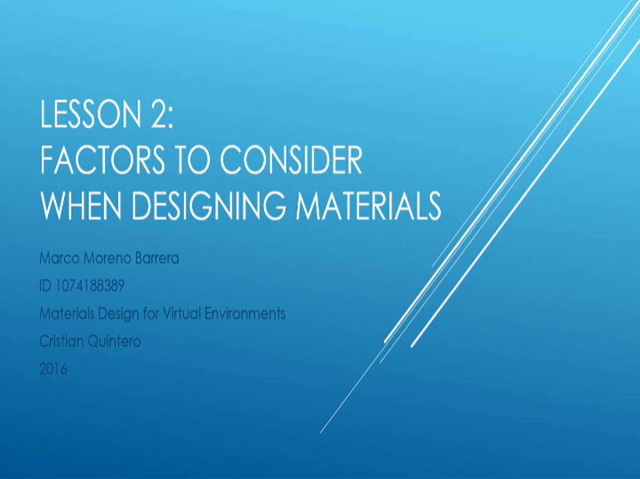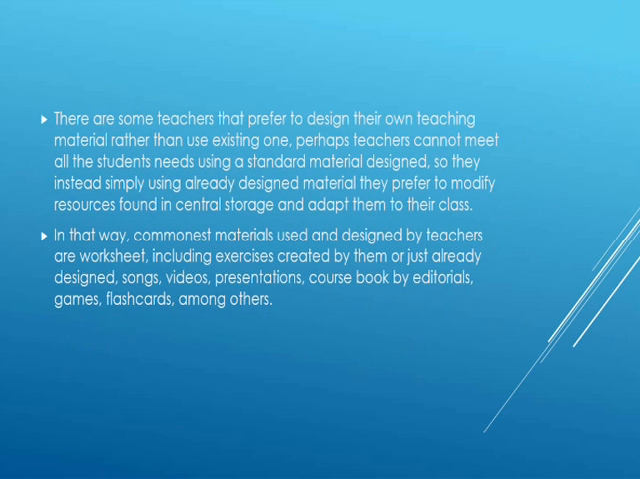For this stage, I choose lesson 2, which is factors to consider when designing materials. The material shows us 6 different factors that we have to keep in mind when designing materials. The first one, and the most important for me, is the learner. We have to keep in mind our learner and their needs when we are going to design the material.